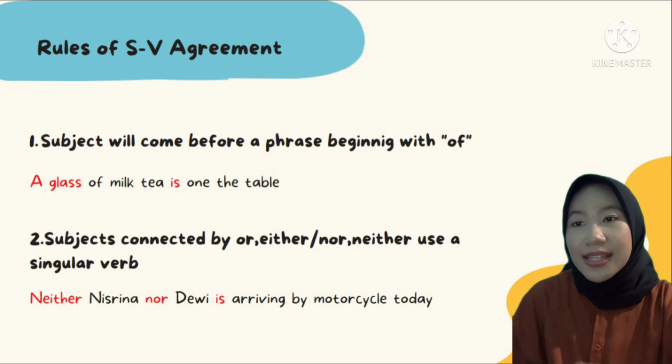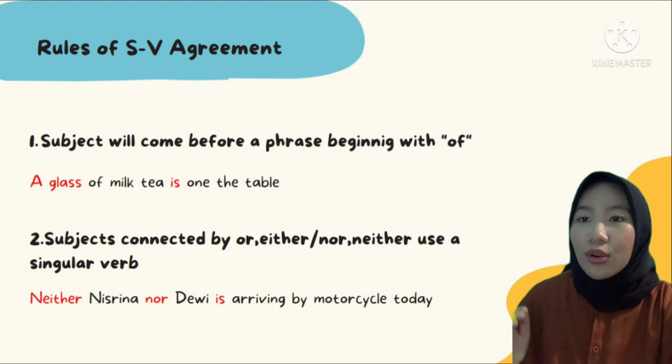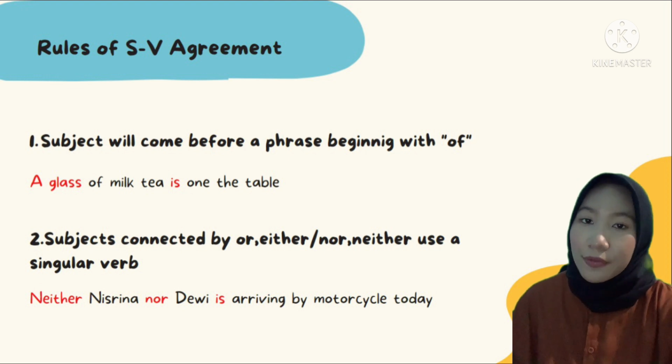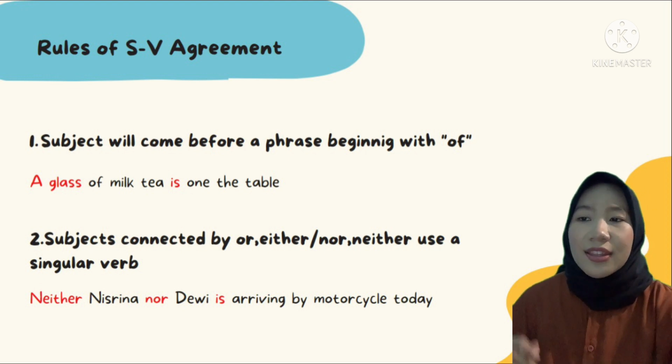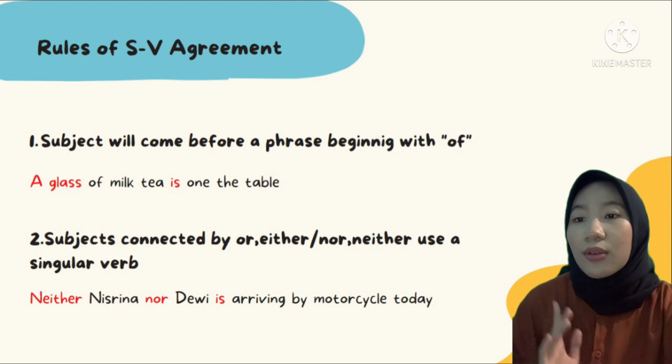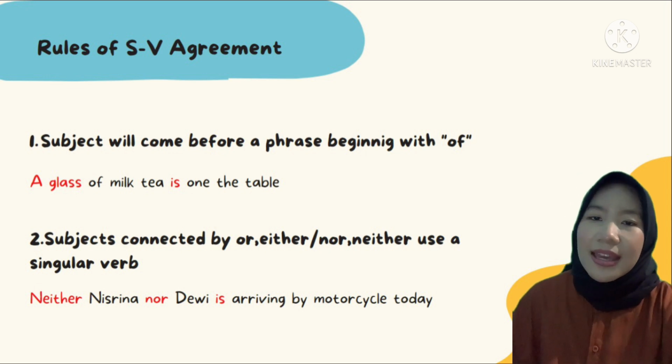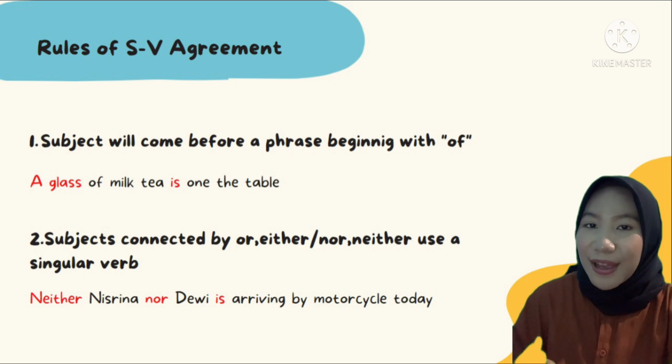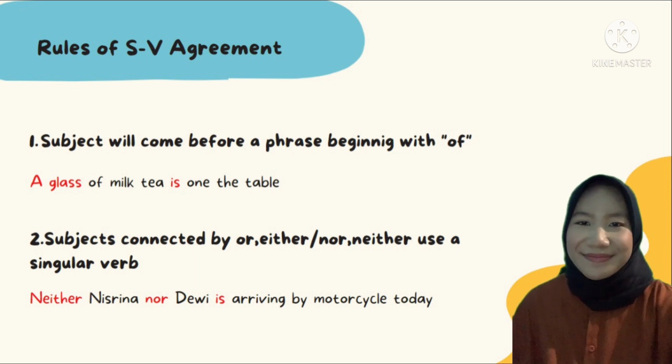Second, subjects connected by or, either or, nor, neither use a singular verb. Example: neither Nisrina nor Dewi is arriving by motorcycle today. In this sentence, there are neither and nor, so we have to use a singular verb.